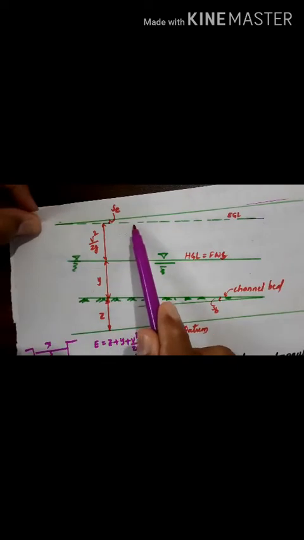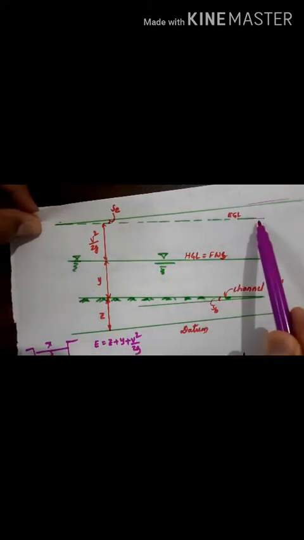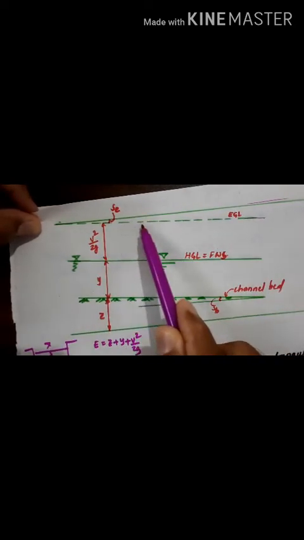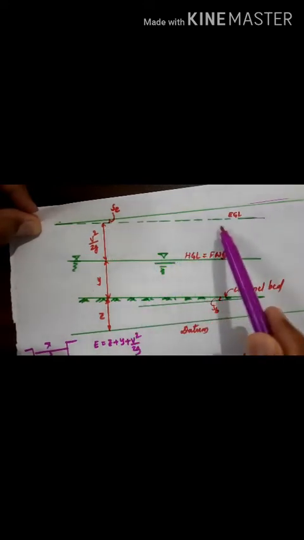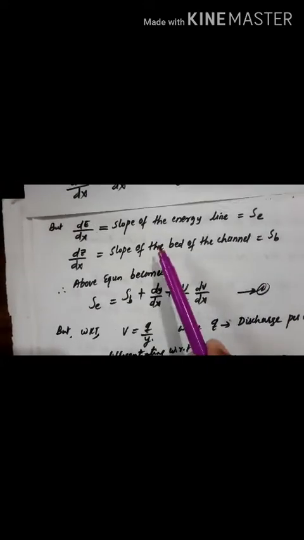Look at here in this equation. This is the energy line, and this energy line is varying along the direction of flow, that is in the x direction. It is varying, dE by dx. So that can be written as the slope of the energy line, that is SE.